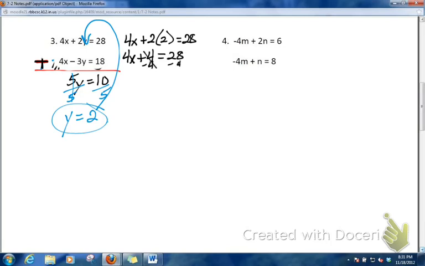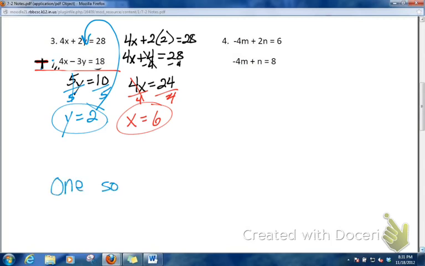Subtract 4 on both sides. 4x equals 24. And divide both sides by 4. And we get x equals 6. So there's your answer. This system of equations has one solution. Again, it has one solution, and the solution is 6, 2.